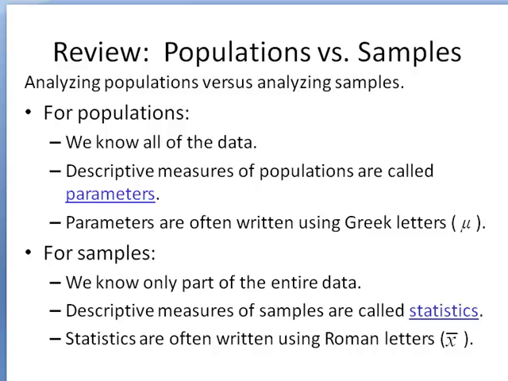Now, for samples, we only know a part of the entire data. The descriptive measures of samples are called statistics, and they estimate the parameters. Now, statistics are often denoted by Roman letters, and in our example here, we see the mean. It's denoted by an X with a bar over it. So X bar estimates mu. So statistics estimate parameters. So remember, parameters go with population, the two P's go together, and statistics go with samples, the two S's being together. And statistics only estimate the parameters. They'll be our best guess.